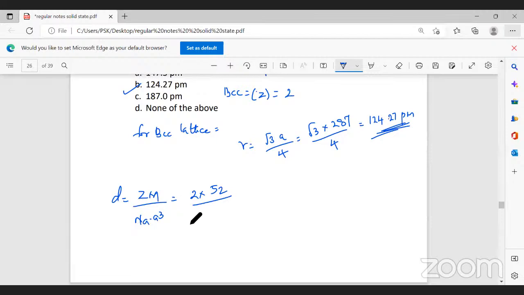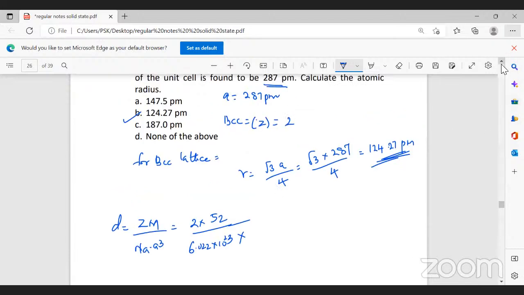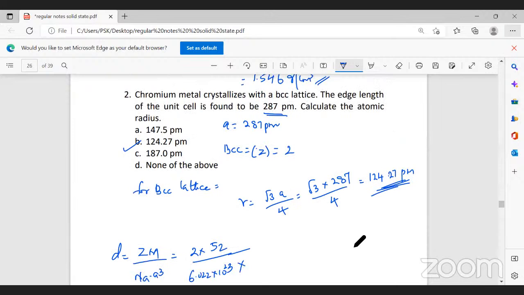And Avogadro number, it is 6.02 into 10 to the power 23. And what is this value? You should tell me. I want you to understand. They've given the edge length A to be 287 picometers. What is the unit for density? Gram per centimeter cube. Can I take 287 picometers directly?